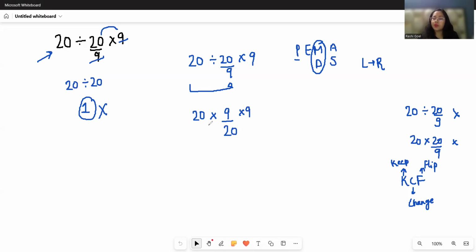Now throughout the expression we have only one operation, so we can solve it directly by cancelling out this with this. So this gives us 1 times 9 times 9, that is 9 times 9, which is 81. So what is the correct answer? 81, not 1. I hope each and every step is clear and you find it useful.